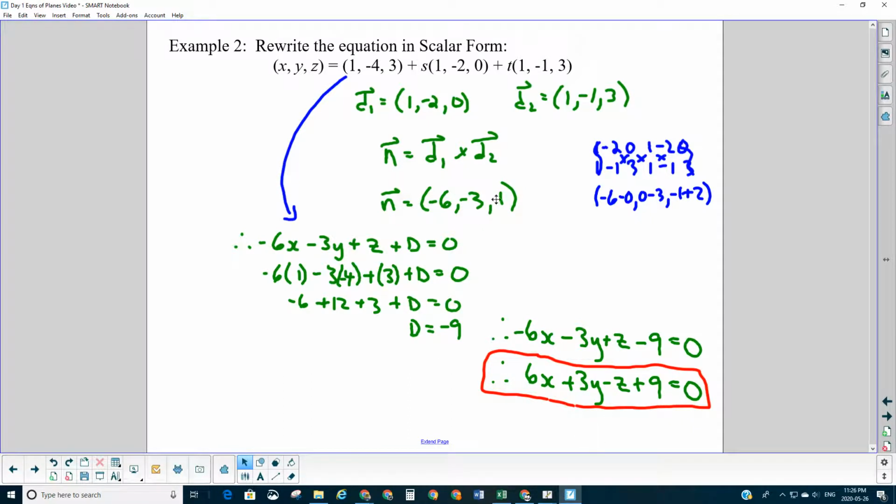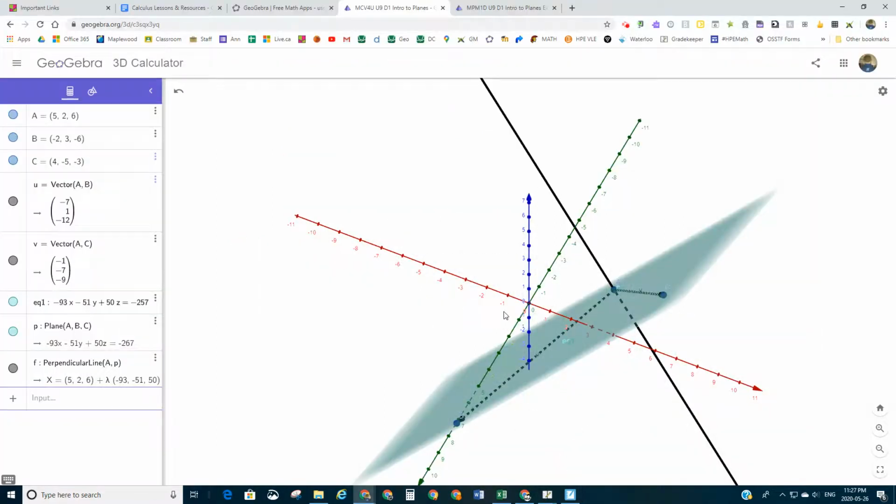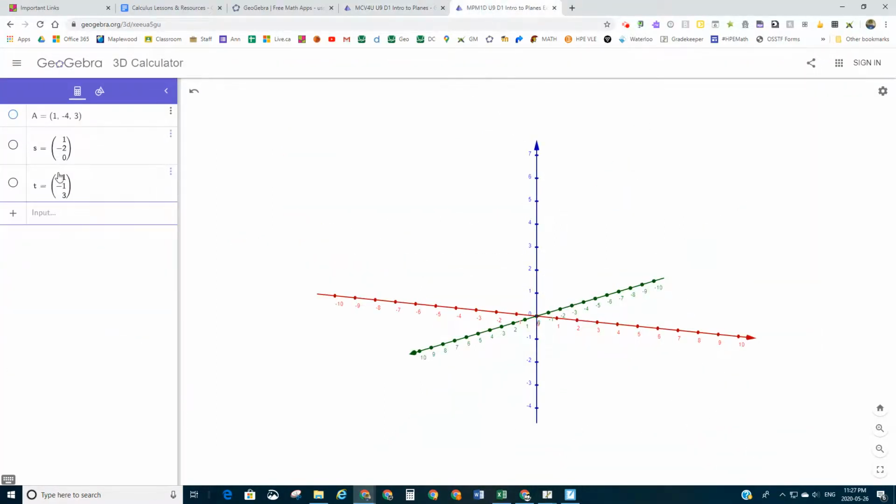So I can actually check this. Let's just go back to GeoGebra here, and I've got this set up. So here's the point and two vectors. Okay, so there's the point and the two direction vectors that are defining this plane. So I can ask GeoGebra to get me the plane.